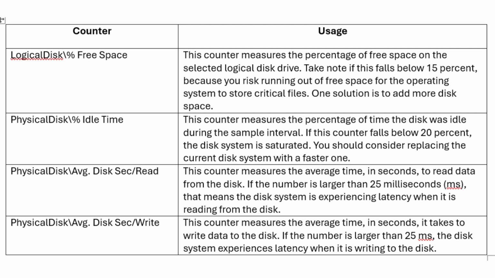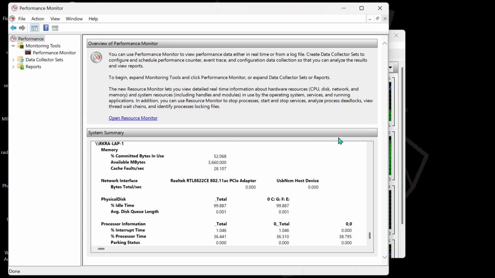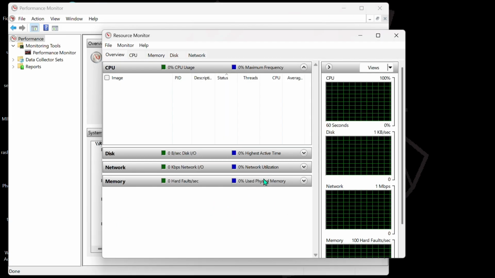Some performance counters are not often used. The following table shows the commonly used performance counters. Counter usage. Logical disk, percent free space. This counter measures the percentage of free space on the selected logical disk drive.